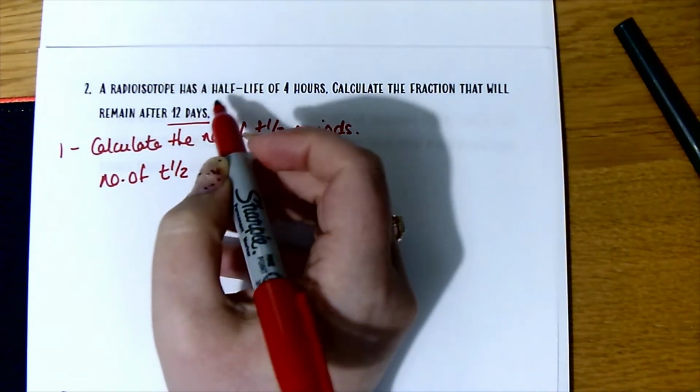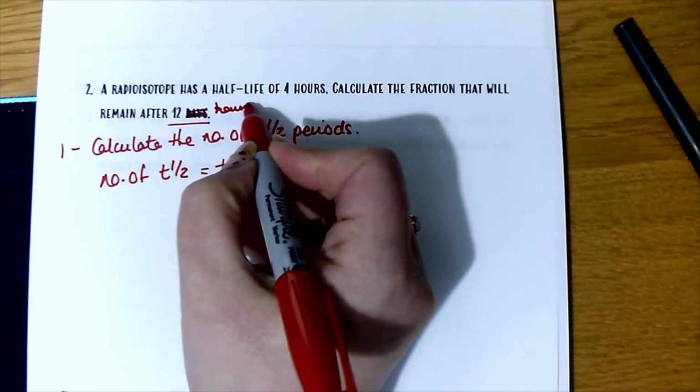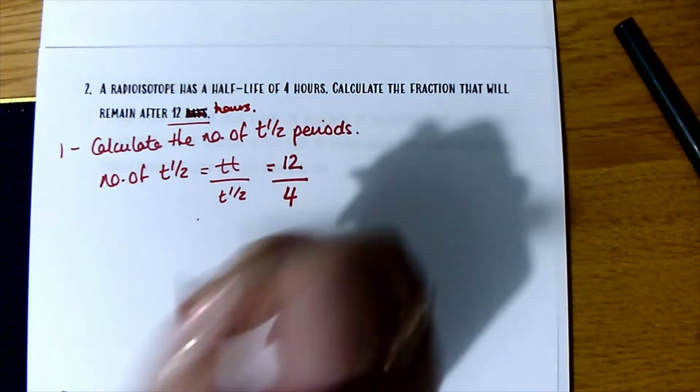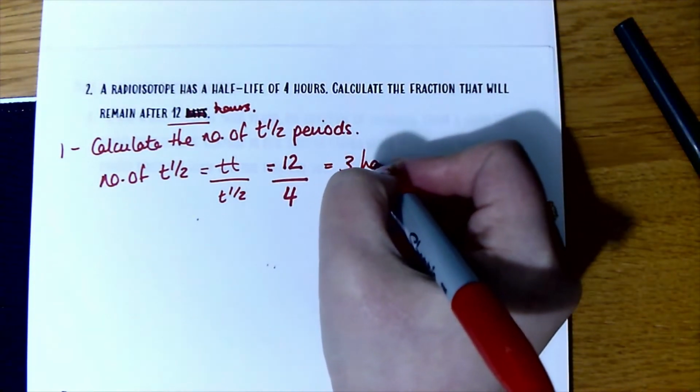Now there's a typo in this question because obviously that should be the same units, and if you were given an SQA question they would obviously be the same. They wouldn't expect you to do a conversion in your exam. So we can see here that we have 3 half-lives.